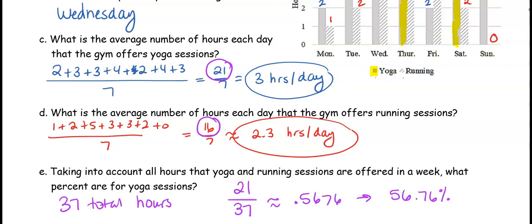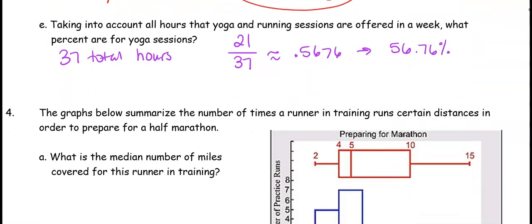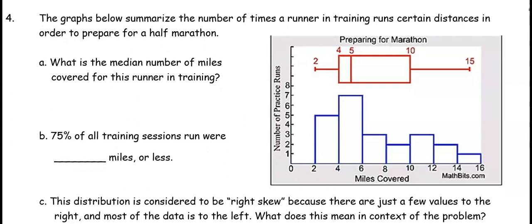All right, our last graph here. The graphs below summarize the number of times a runner in training runs certain distances in order to prepare for a half marathon. What is the median number of miles covered for this runner in training?